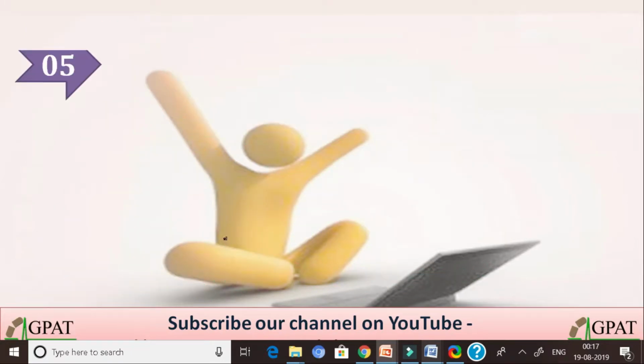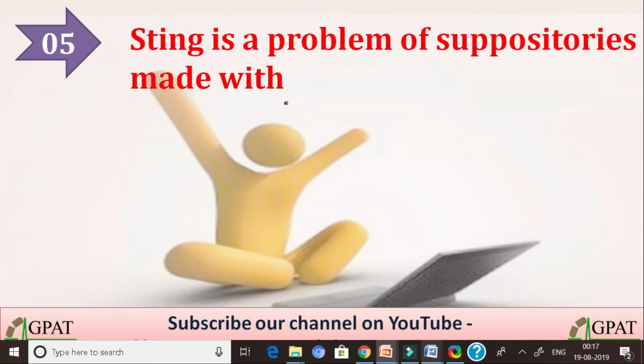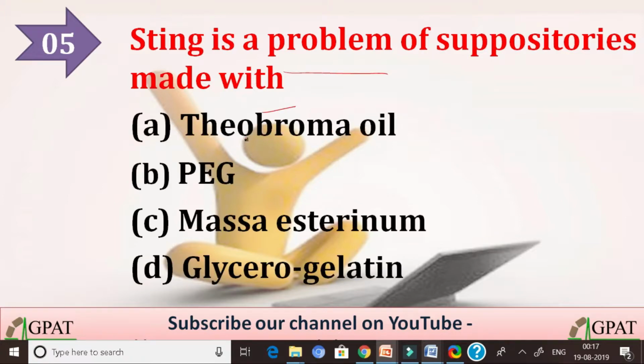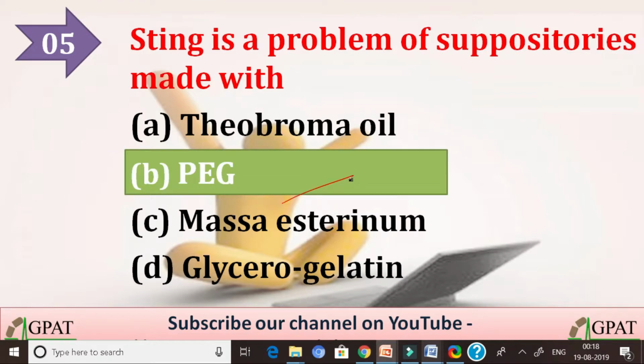Now moving on to the next question, or fifth question: sting is a problem of suppositories which are made with, and the options are: option A is theobroma oil, option B is PEG, option C is Massa Estarinum, option D is glycerogelatin. So which is the correct answer? Sting is a problem of suppositories which are made with polyethylene glycol.